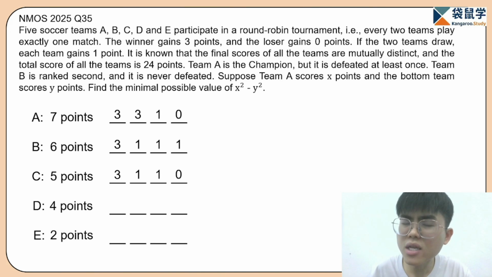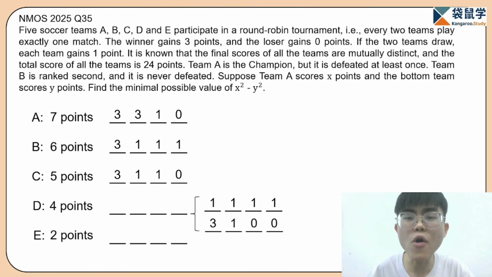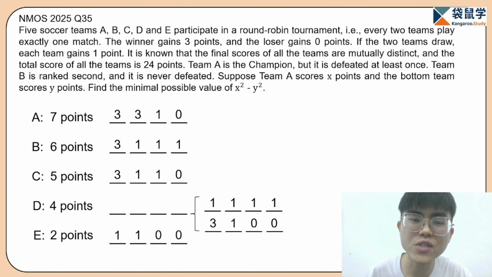How do we partition the 4 points for Team D? There are actually 2 possibilities right here. One of them is all draws, which is 1, 1, 1, 1. And another possibility is 3, 1, 0, 0, which is also 4 points. So which one is correct? Alright, no worries. Let's look at Team E first, okay? Team E has 2 points, so we can just partition it into 1, 1, 0, 0.